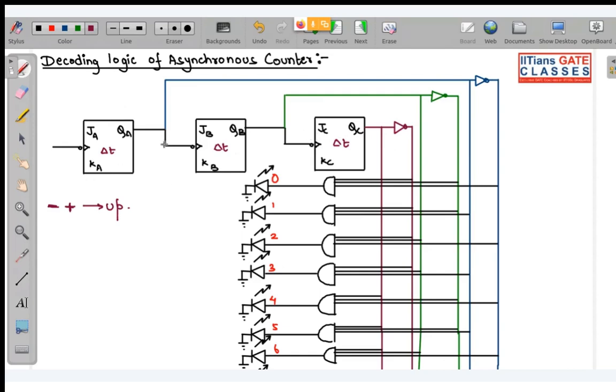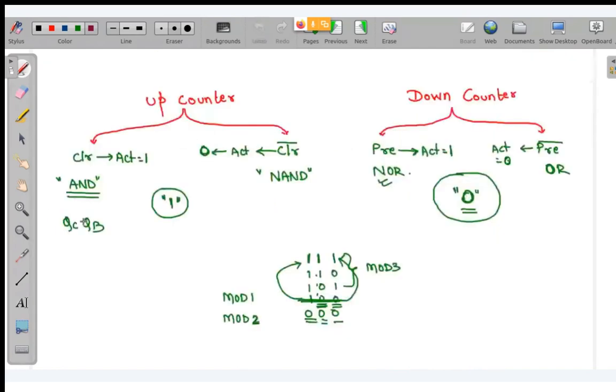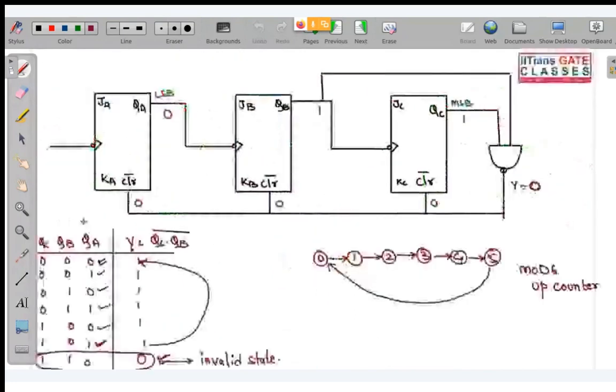I have already told you the trick: look over here, this is negative edge triggered. So negative edge corresponds to minus sign, and your clock pulses are given from your non-complemented output, you can see at each of the states. So non-complement corresponds to plus. So whenever there is a sign difference, at that time we have an up counter. Whenever the same sign, we have a down counter. So haven't I told you guys this trick? I have already told you this trick.